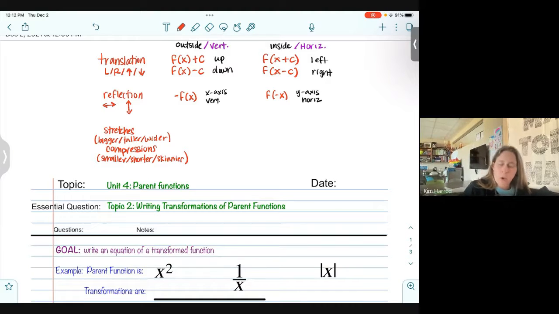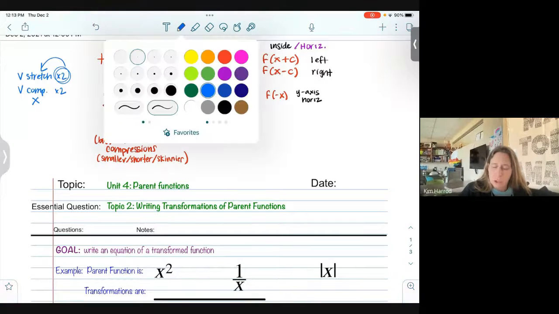Okay, because one thing I noticed yesterday is that we had a couple of problems where we were left to choose between like a vertical stretch by 2 versus a vertical compression by 2. And whether it was just digital learning or not understanding, you know, it's hard for me to know when I don't have you guys in the room, but some of us did not make that connection that if you're multiplying by 2, that multiplying by 2 is going to make something bigger. So we should call it a stretch and not call it a compression. So maybe adding those words will help some of you who were struggling with that.